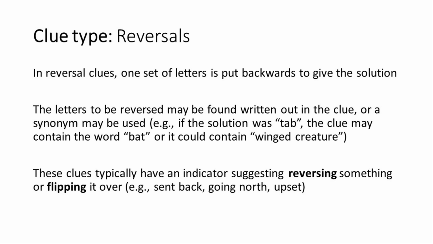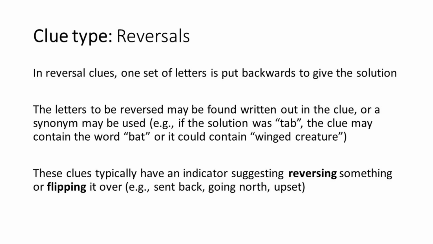Moving on to the penultimate clue type in this section, reversals. In reversal clues, one set of letters is put backwards to give the solution. The letters to be reversed may be found written out in the clue, or a synonym might be used. So if the answer was tab, the clue may contain the word bat, or it could contain winged creature, which you'd have to convert into bat and then flip backwards.